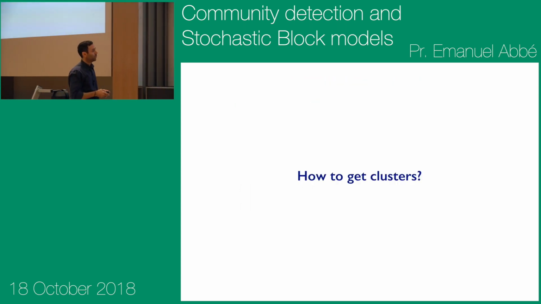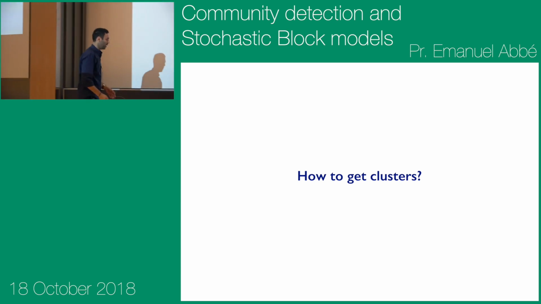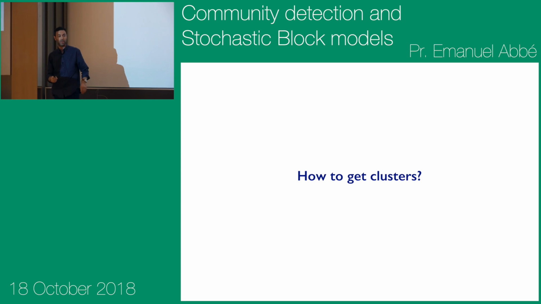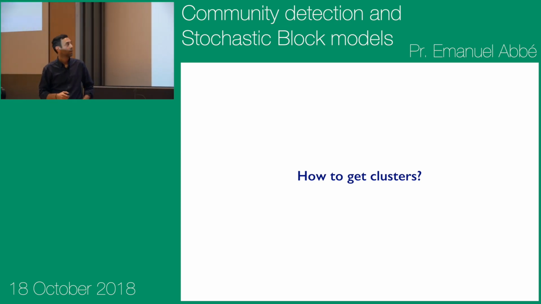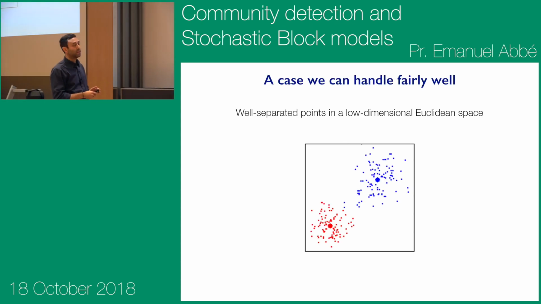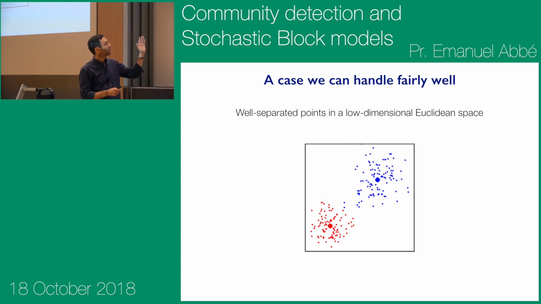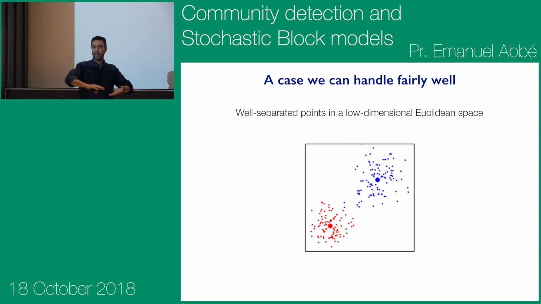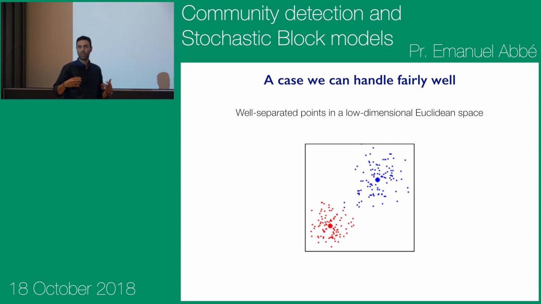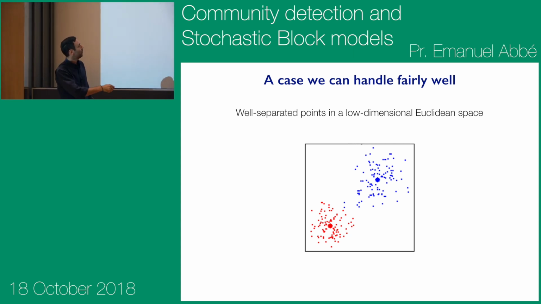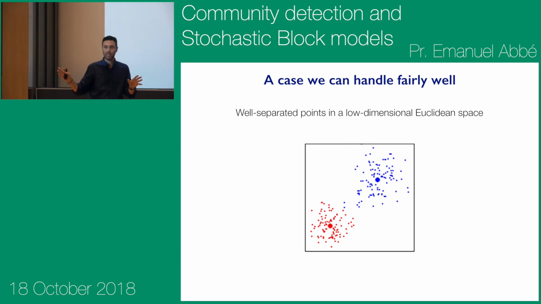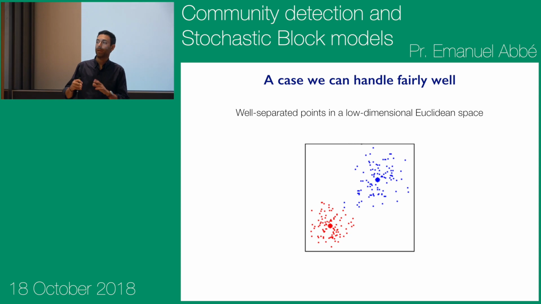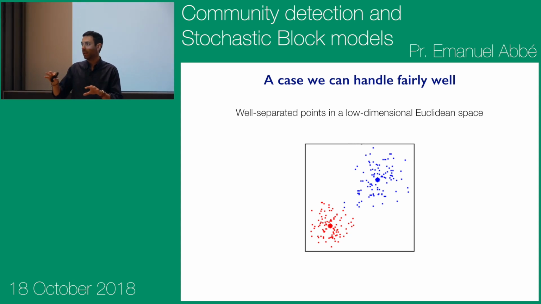Okay, so now let's go into how we get those clusters. And before the clusters, how do we get those representations of points? So this is a case we understand fairly well. If I give you a plot that looks like this, we are in a low-dimension Euclidean space, so R2, R3, R4, some low dimension. And I give you a bunch of points that are well separated, okay? Then that's a setup where we have many methods to separate those clouds.